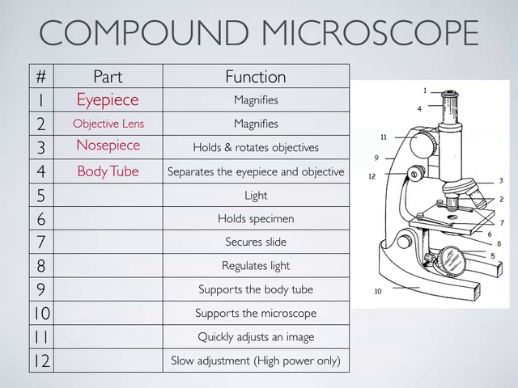Now, number five, on this microscope in the diagram, this is not a light. What is this? A mirror. It's a mirror. Older microscopes had a mirror there sometimes, so you have to shine a light into the mirror, and then that would bounce it up and through the stage.